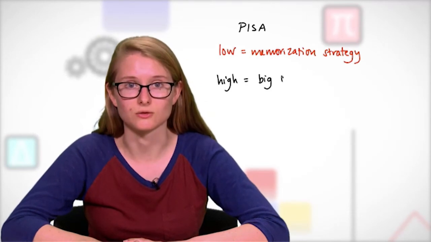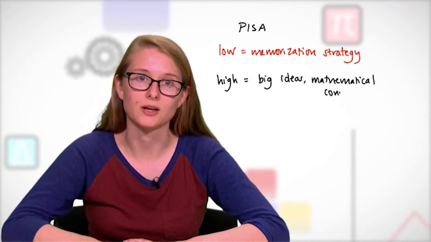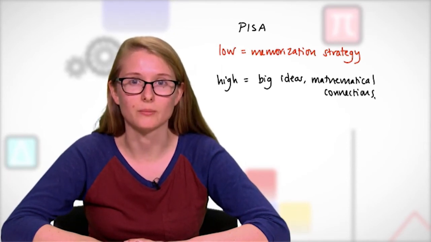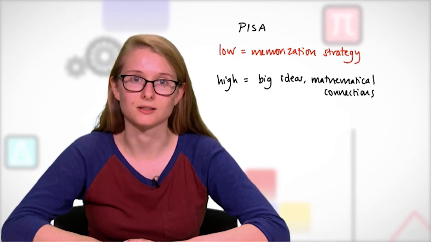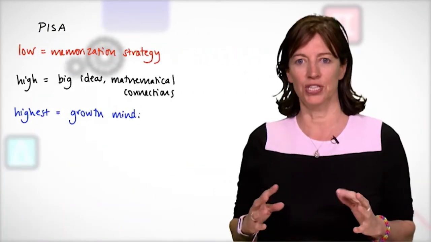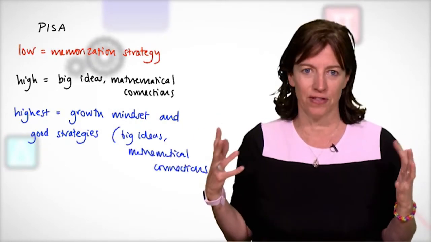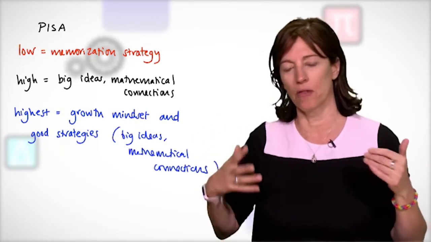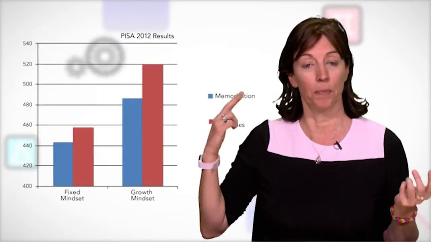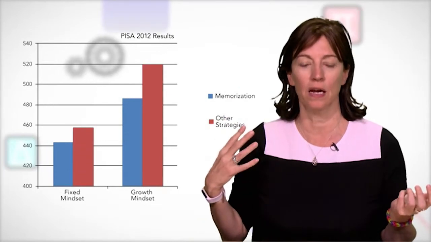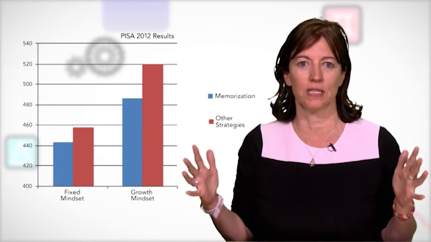The highest achieving students were those who approached math by thinking about big ideas, thinking about what they knew and didn't know, and thinking about how math related to the world. This is a different approach that is more about big ideas and connections. The highest achieving students of all were those who had a growth mindset and used thinking math strategies of thinking about the big ideas and connections. Those students with the most powerful beliefs about themselves and learning and the best math strategies to use were the highest achieving students in the world.